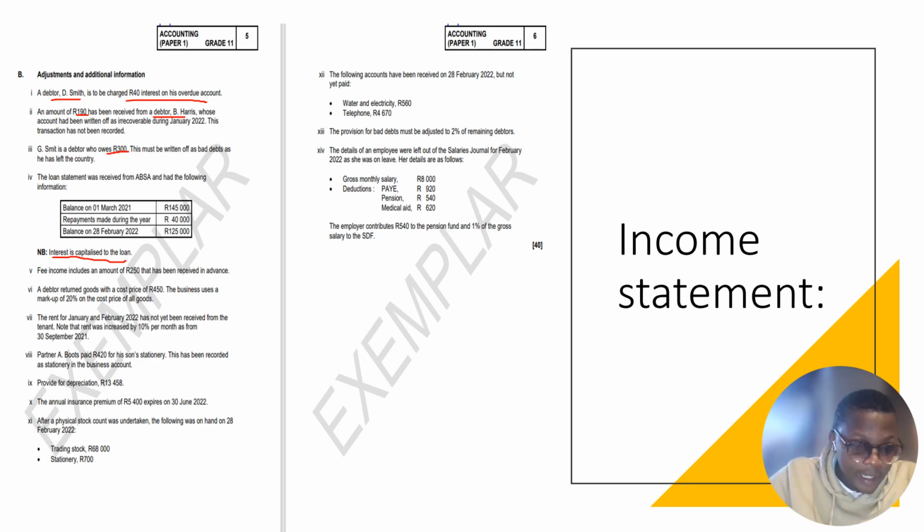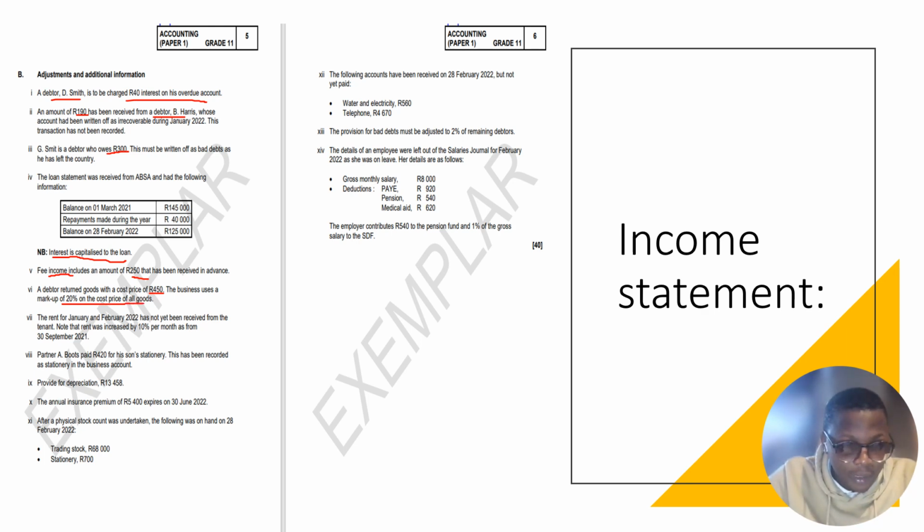And then fee income, this is income, which means it goes under other income, and includes an amount of 250 that has been received in advance. Something that has been received in advance, you have to go there and subtract it. A debtor returned goods with a cost price of 450. Again, the business uses a markup of 20% on the cost price of all goods.